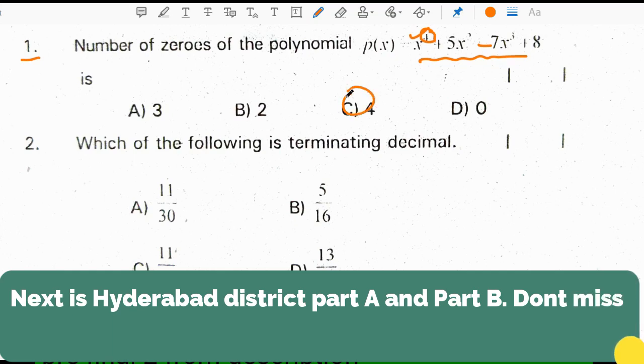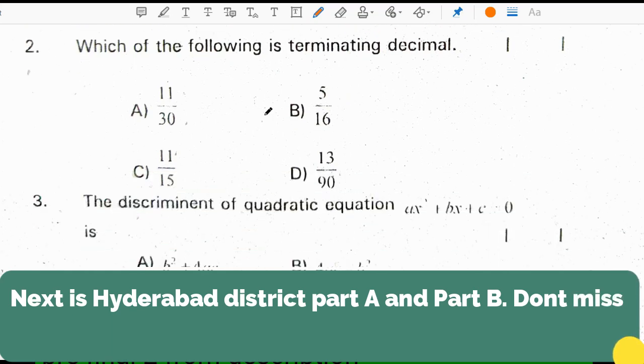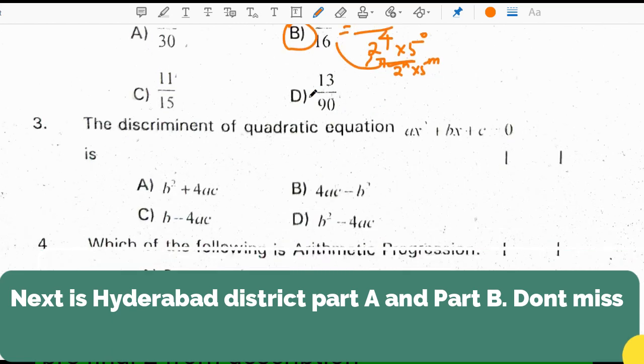Correct option is C. Which of the following is a terminating decimal? So 5 by 16 is a terminating decimal because 16 can be expressed as 2 to the power of 4 and same as 5 to the power of 0. If the denominator is in the form of 2 power of n, 5 power of m, then it is a terminating decimal. So correct option for the second question is B, 5 by 16.